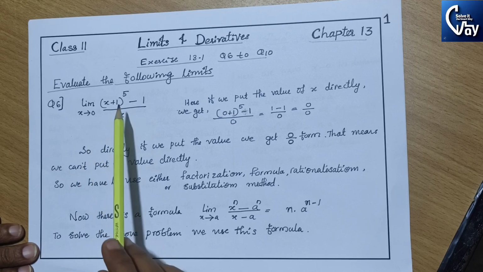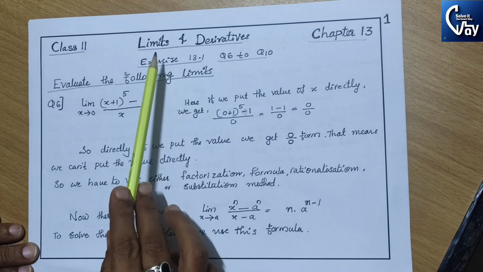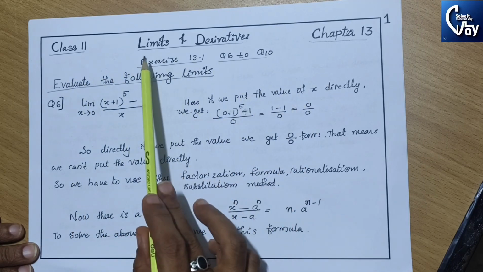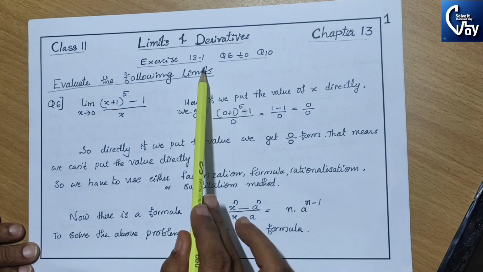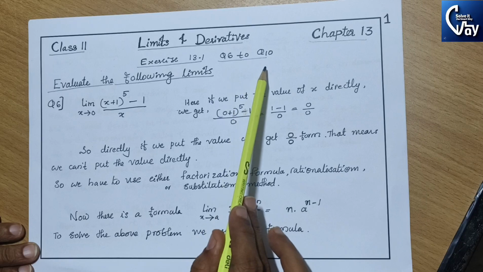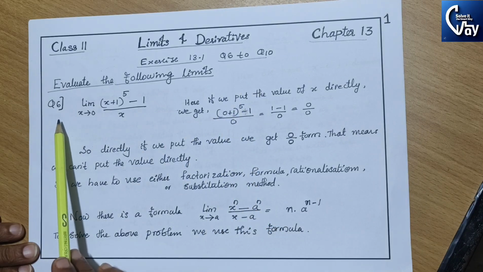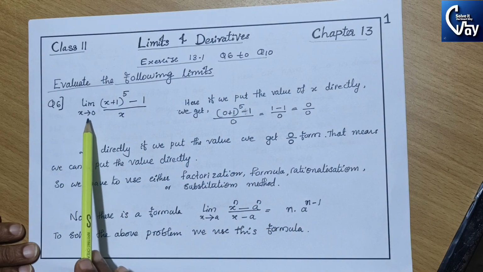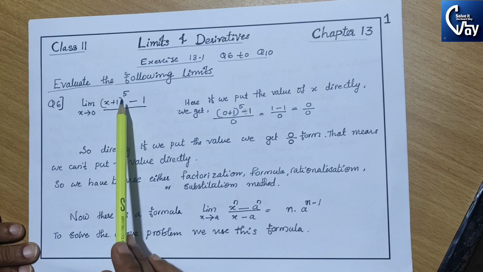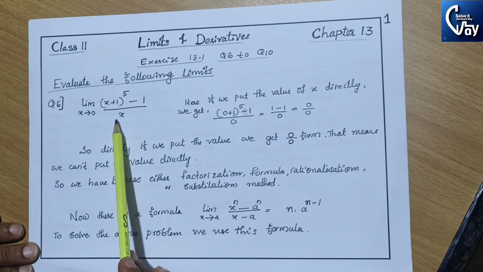Today we are going to evaluate the following limits. This is chapter 13, limits and derivatives, exercise 13.1, questions 6 to 10. Question number 6: limit x tends to 0, ((x plus 1) whole raised to 5 minus 1) divided by x.